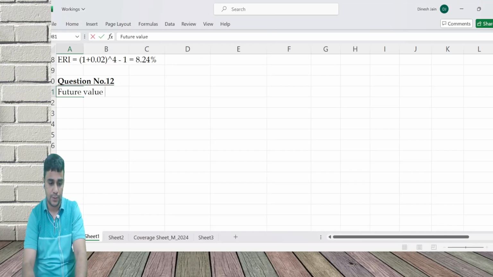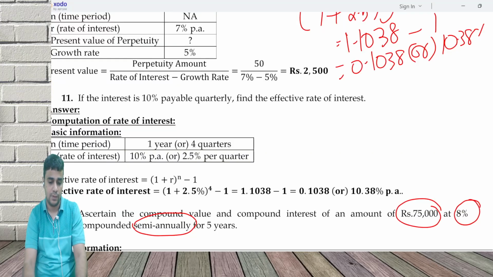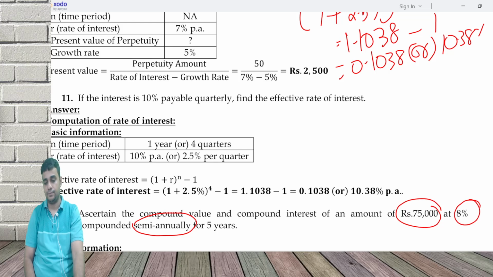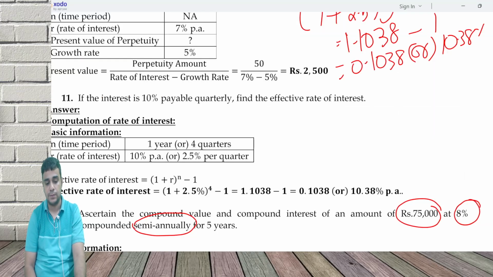Future value is equal to present value into future value factor r comma n. 75,000 into, what is the compounding frequency?